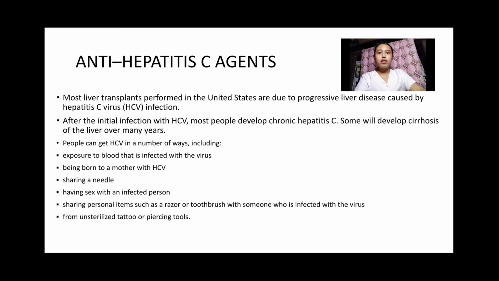People can get HCV in a number of ways, including exposure to blood that is infected with the virus, being born to a mother with HCV, sharing needles, having sex with an infected person, sharing personal items with people infected with the virus such as a razor or toothbrush, and spoons and forks, and lastly from unsterilized tattoo or piercing tools. Then they are used on another person without hepatitis C. In that way, the virus is transmitted from one person to another.